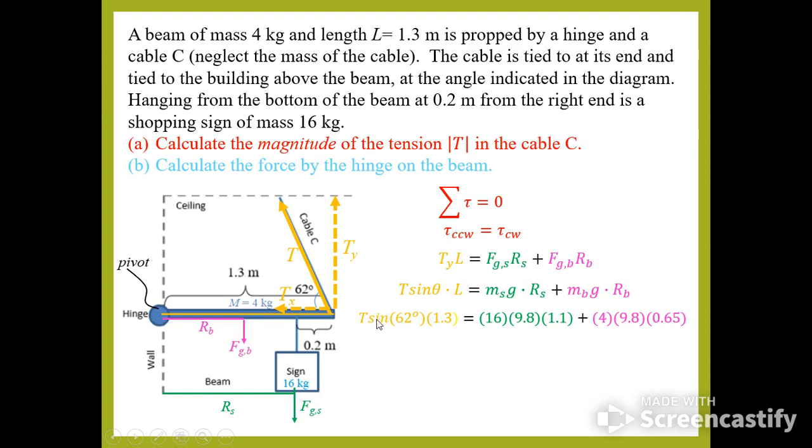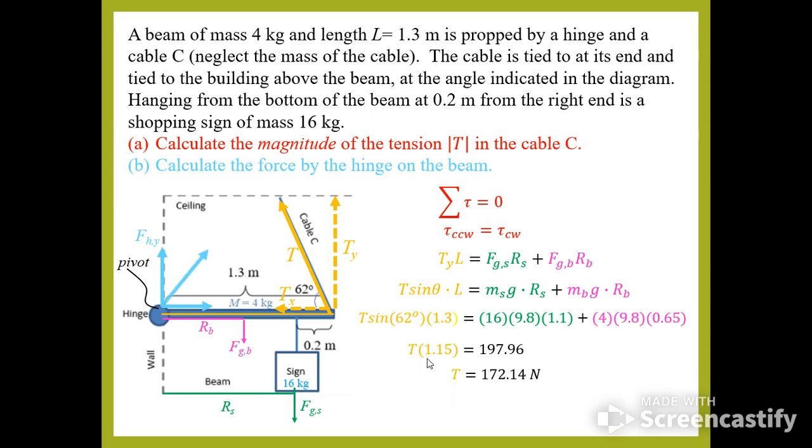And as you can see in the statement, the only thing left unknown is T. So some basic calculator work, which I've done for you here. I simplify everything on the right side, and you should get 197.96. And then sine of 62 times 1.3 on the left side gives us, in the parentheses, 1.15. To solve for T, divide both sides by 1.15, and you should get a magnitude of 1.7214. And that's it for part A. It's pretty straightforward.